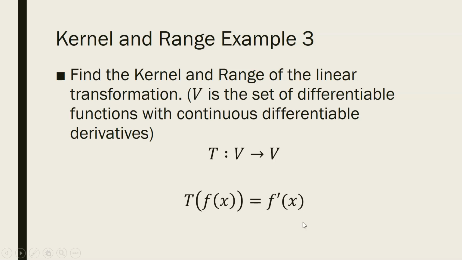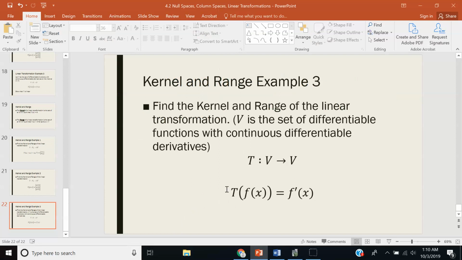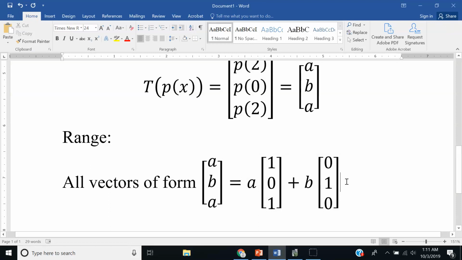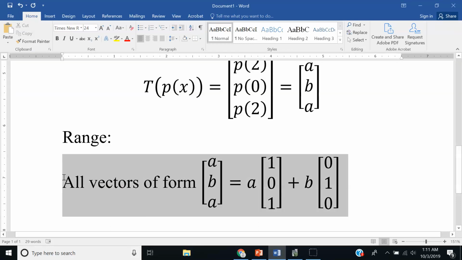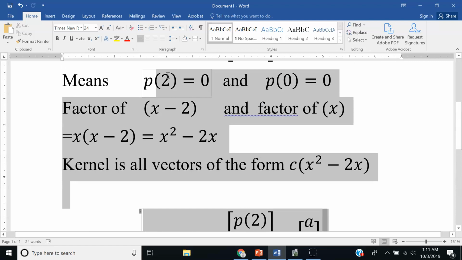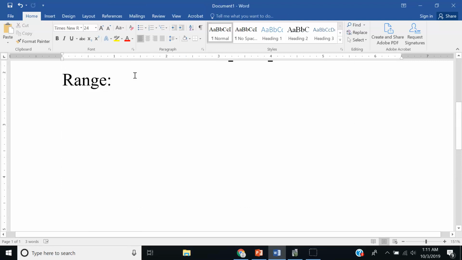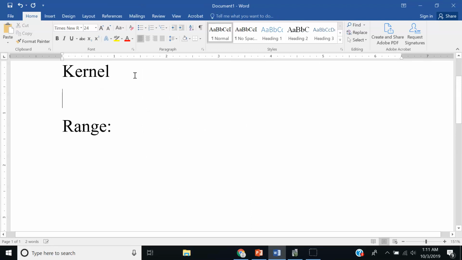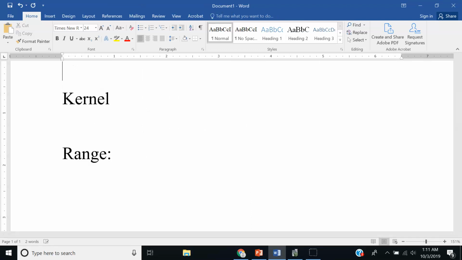All right, so hopefully you went ahead and pushed pause and did that. If you haven't, do it now because we're going to go through solving. All right, we're going to go back to that Word document. We're going to look for the range. We're going to look for the kernel. Let's look for the kernel first. I think this will be fairly straightforward.